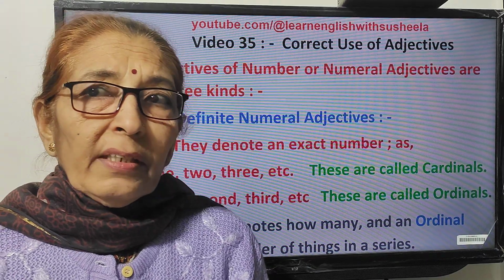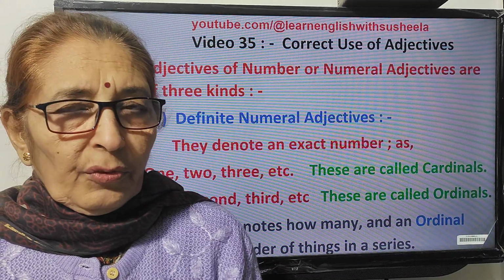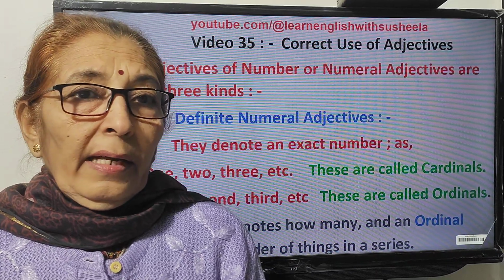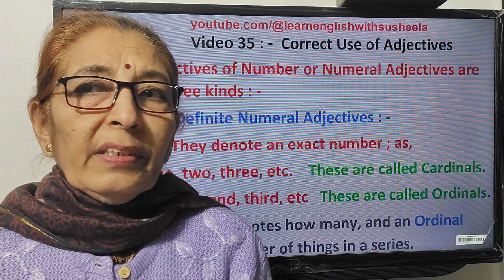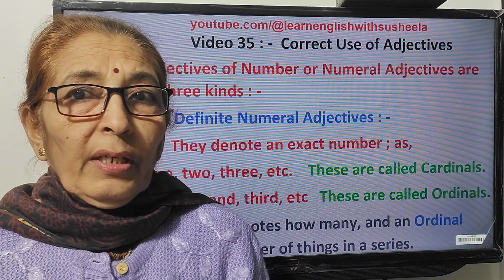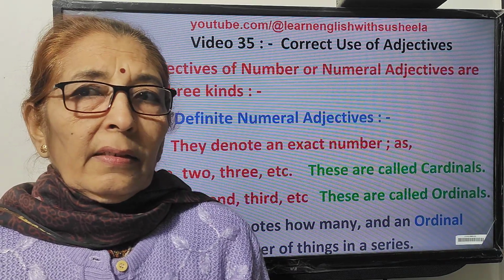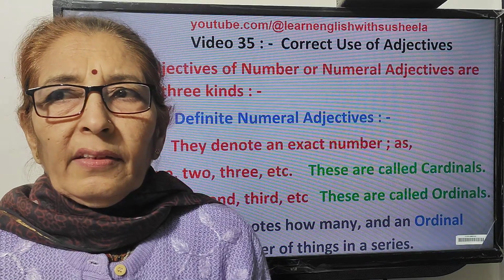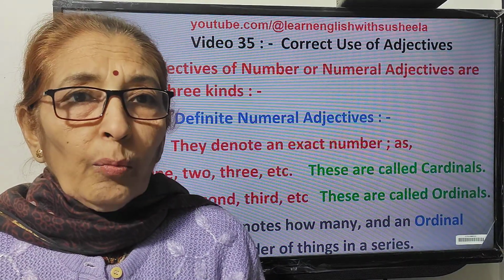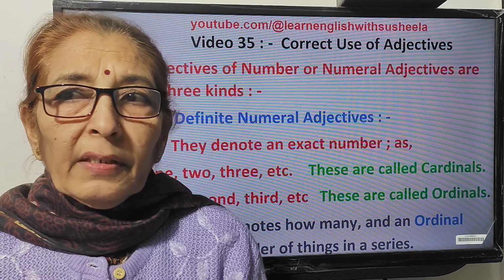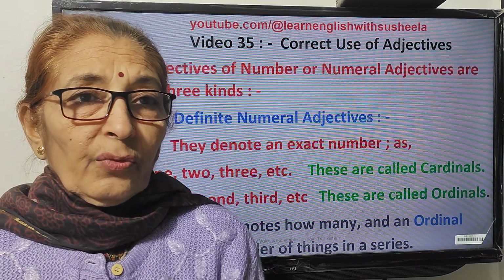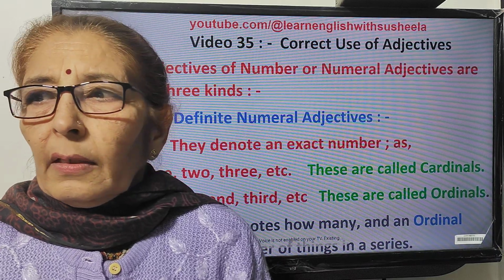First, definite numeral adjectives. Definite, they denote an exact number as 1, 2, 3, etc. And we call them cardinals. Same way, first, second, third, they show the order and these are called ordinals. A cardinal denotes how many, means number 1, 2, 3. And an ordinal denotes the order of things, just as first, second or third.